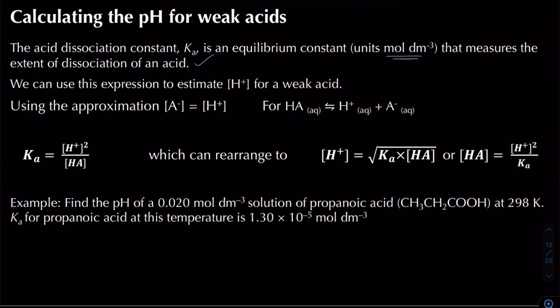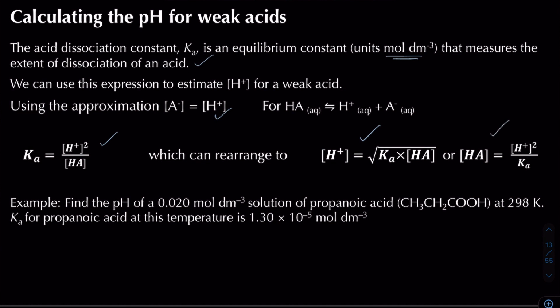Now we can use this expression to estimate the concentration of H+ for a weak acid, but really we'd prefer to use something like a pH meter, because sometimes this estimation might be off. If you use the approximation that the concentration of A- is equal to the concentration of H+, and that the concentration of our acid at equilibrium is the same as the concentration of our acid undissociated, we can form this equation. We can use this to calculate values of Ka, or rearrange it to find the concentration of H+ and hence pH, or the concentration of the acid itself.